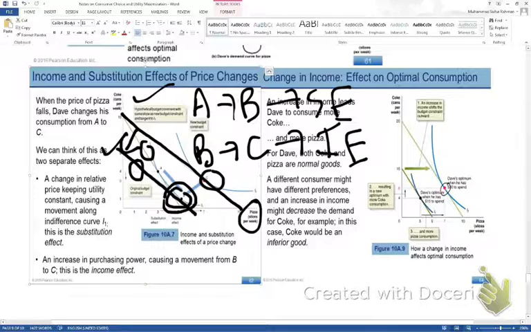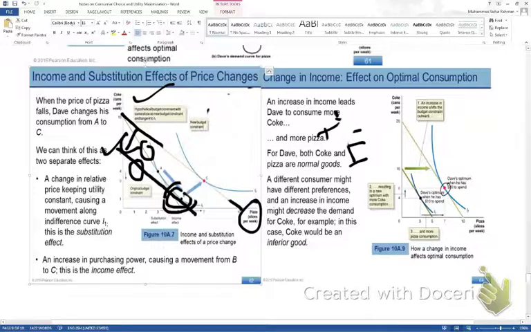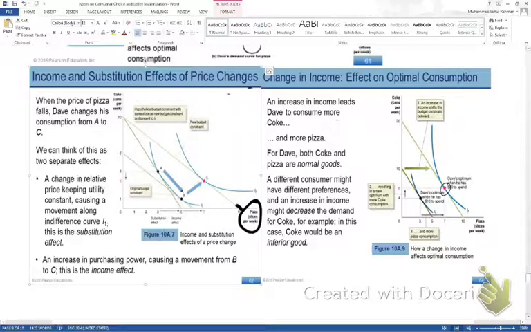So, let me take a moment to delete all these. This is recorded so you can go back and understand those directions again, and we just want to focus on the idea that a movement from A to B is substitution effect, a movement from B to C is income effect, and that's all there is to understand about how the optimal consumption bundle changes whenever the price of a good changes.